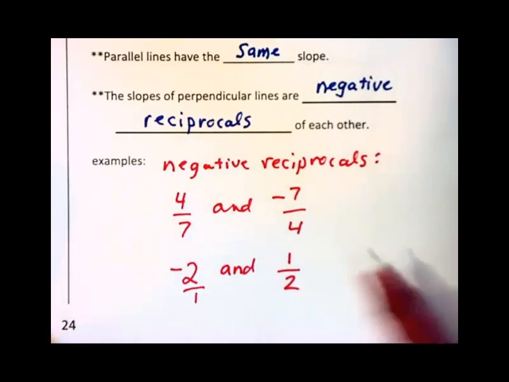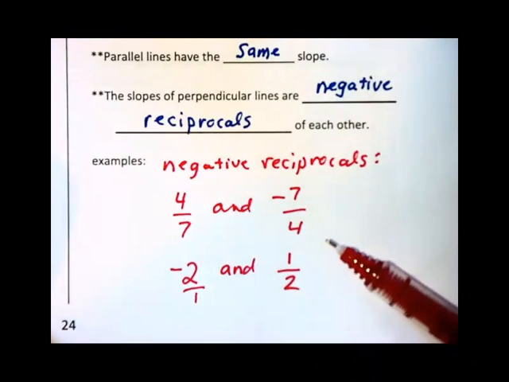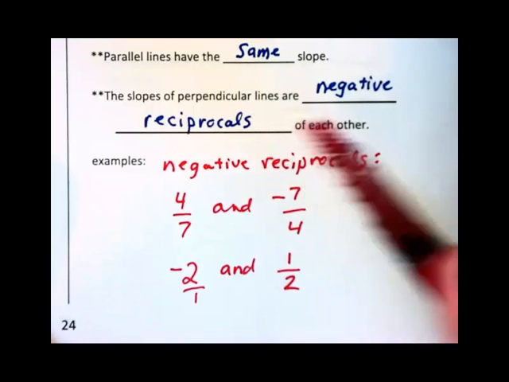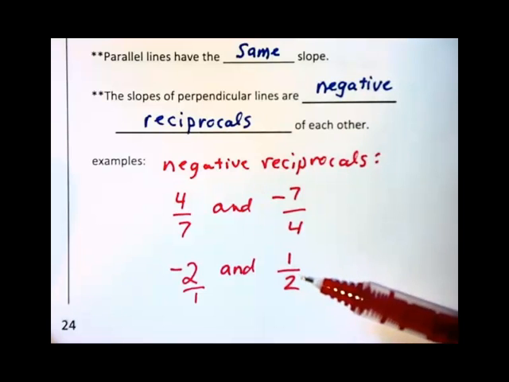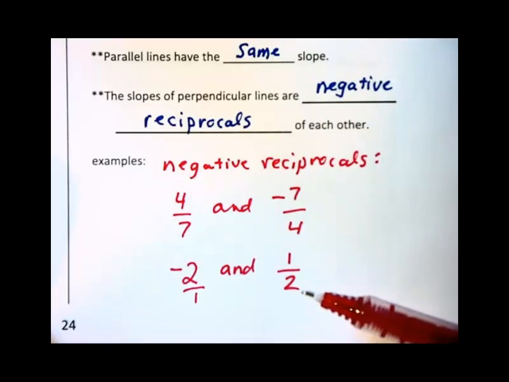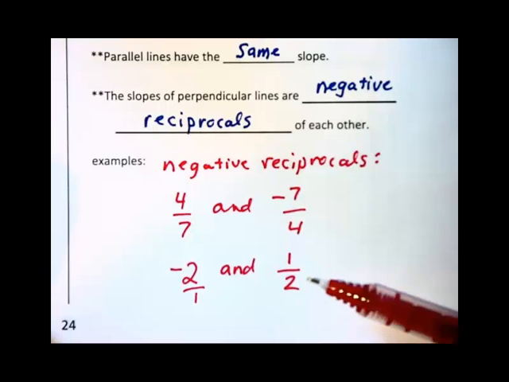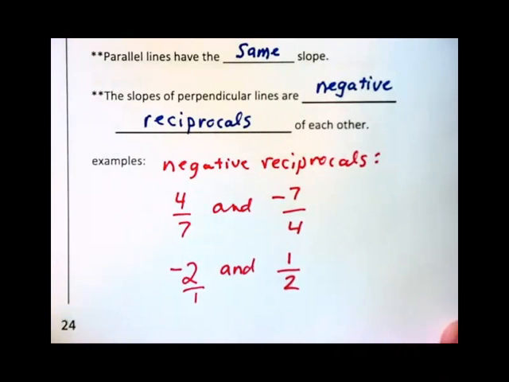In fact, another definition of the slopes of perpendicular lines, rather than saying negative reciprocals, is saying that two lines are perpendicular if and only if their slopes' product is negative 1. So I just wanted to tuck that into your memory for somewhere down the road.